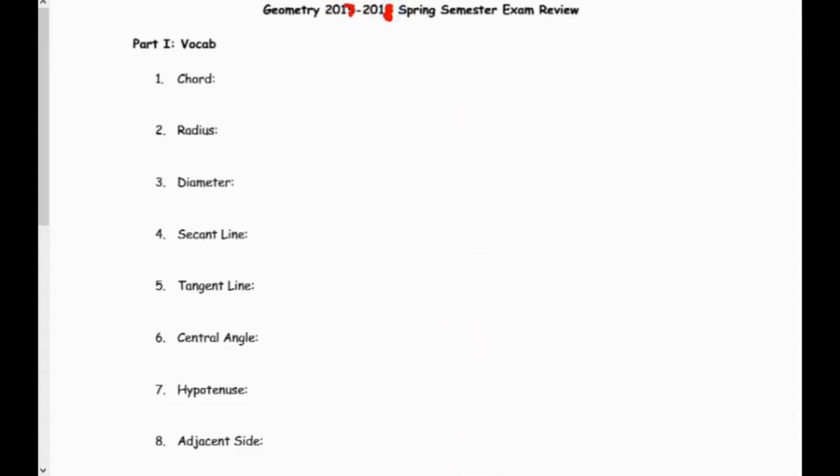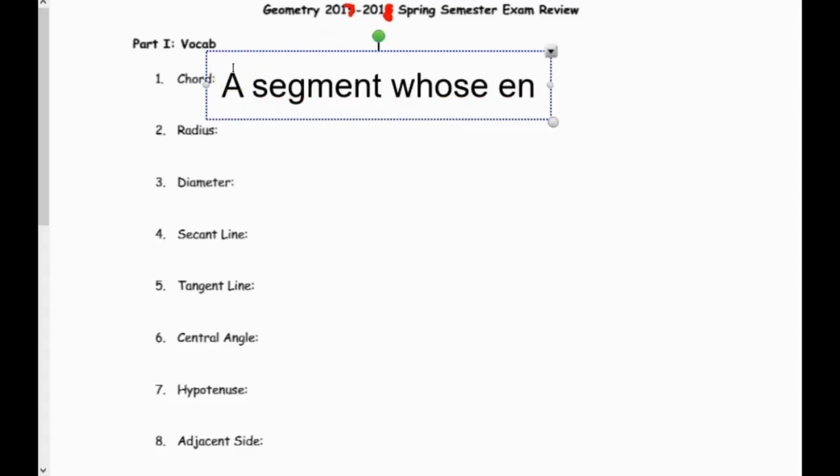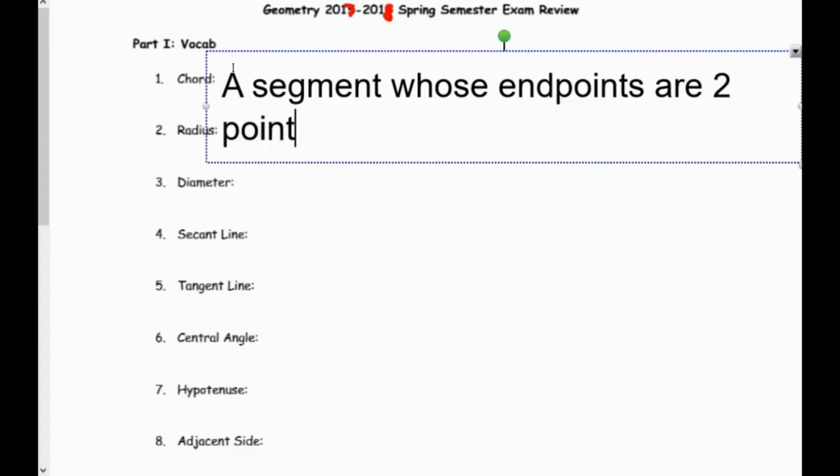Alright, so let's define some vocab here. So what is a chord? You gotta know these vocab words to match them. So if you remember from our last circles unit, okay, a chord is a segment whose endpoints are 2 points on a circle, right?